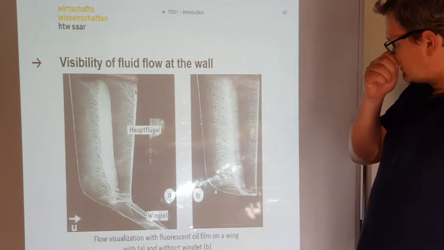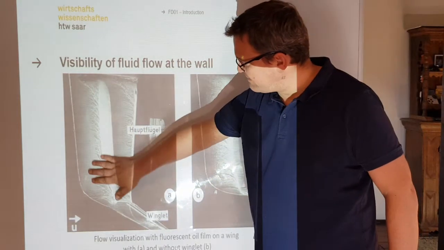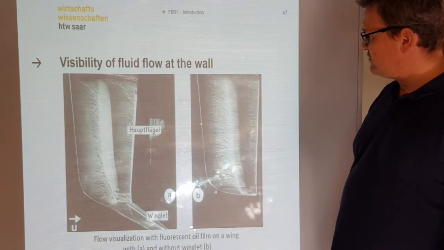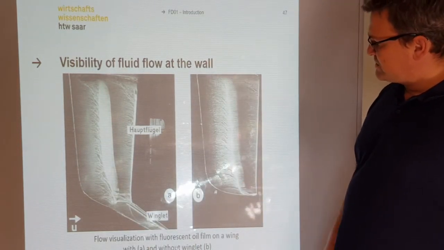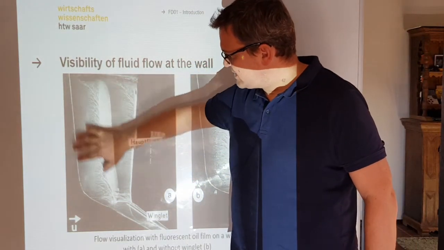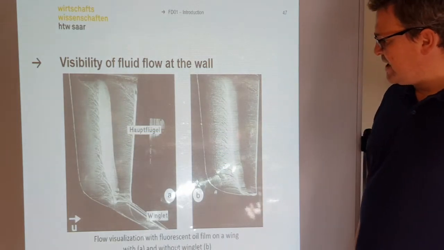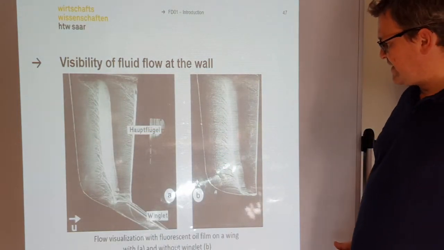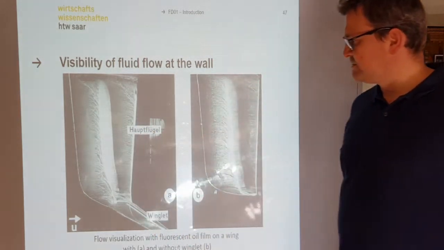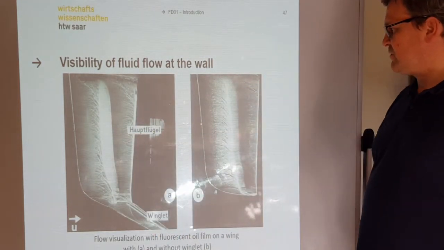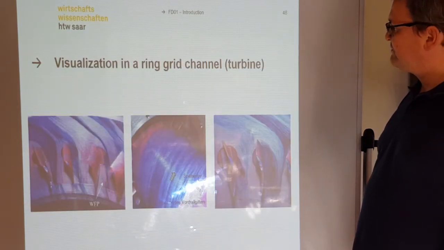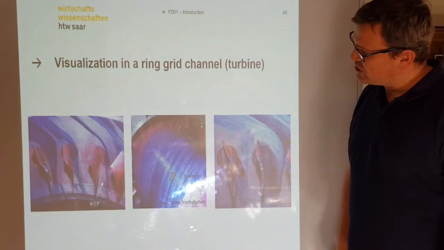Here we also see an airplane with a winglet and an airplane without a winglet, and it was the same method. They put some ink, some color on the wing, and then they could see the different fluid flow behavior. Or, for example, that's another picture.